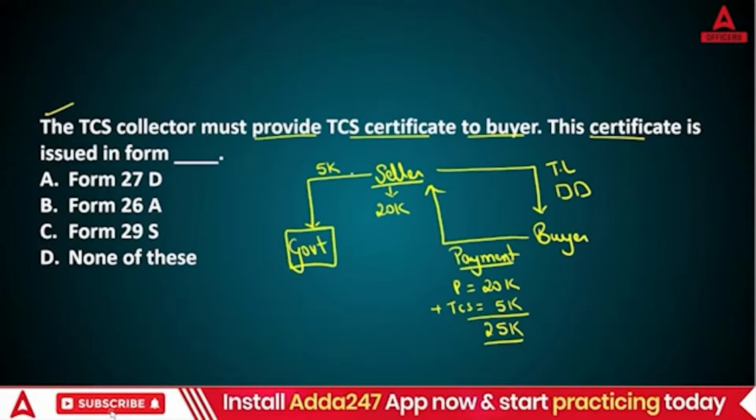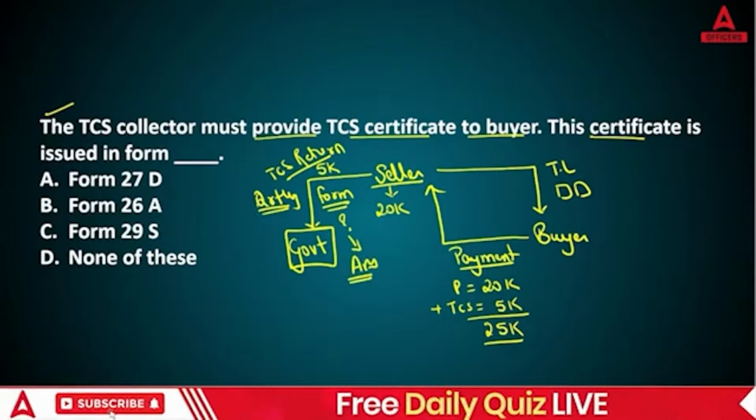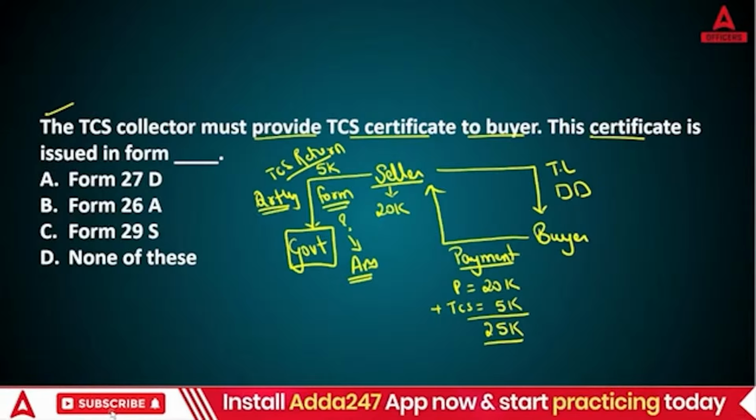While submitting this 5,000 to the government, the seller needs to submit one TCS return, on a quarterly basis. So the seller requires some form. Can you tell me which form is used when the seller is submitting the TCS return to the government? This is your homework question, everyone. You need to tell me which form is used by the seller for submitting the TCS return to the government. This is the one scenario.